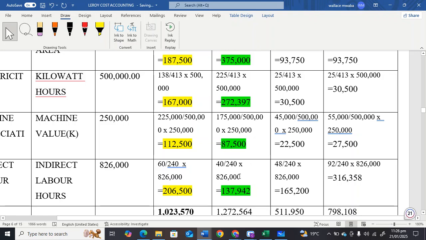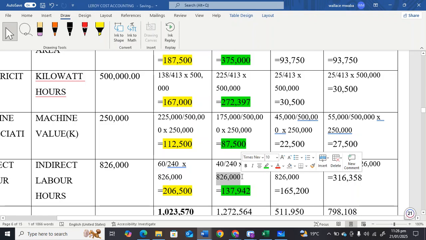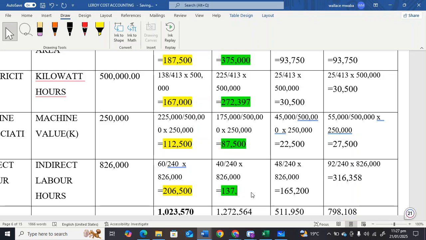Indirect labor. Okay. 40 divided by 240 times 826, like this.